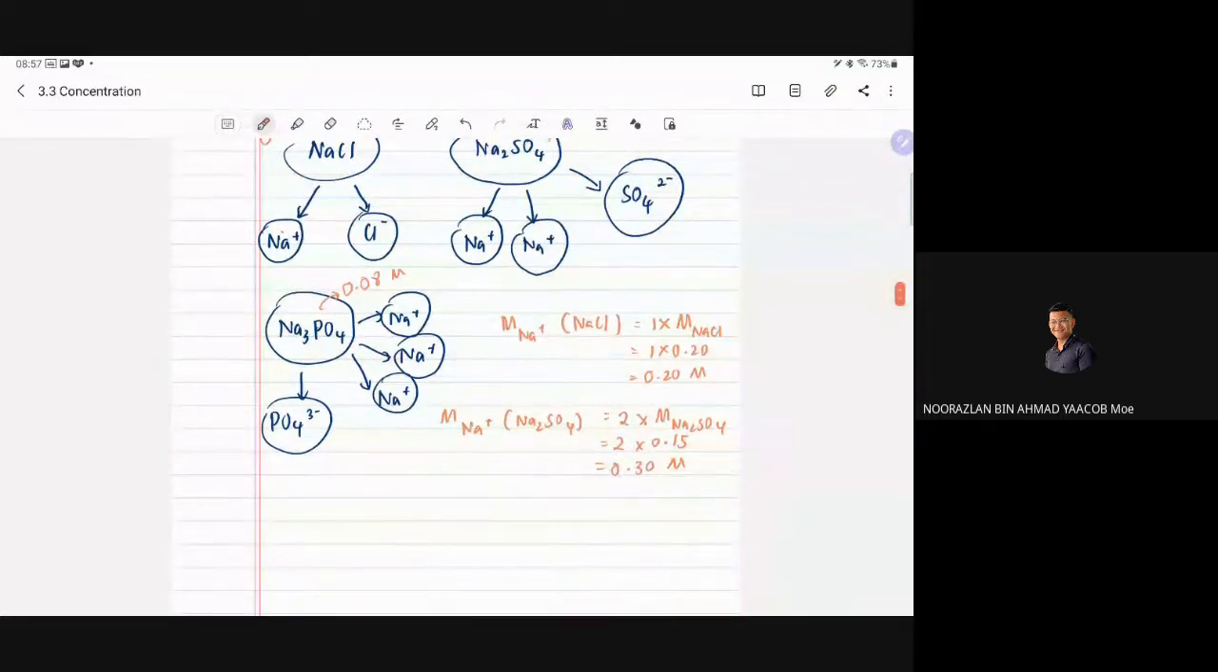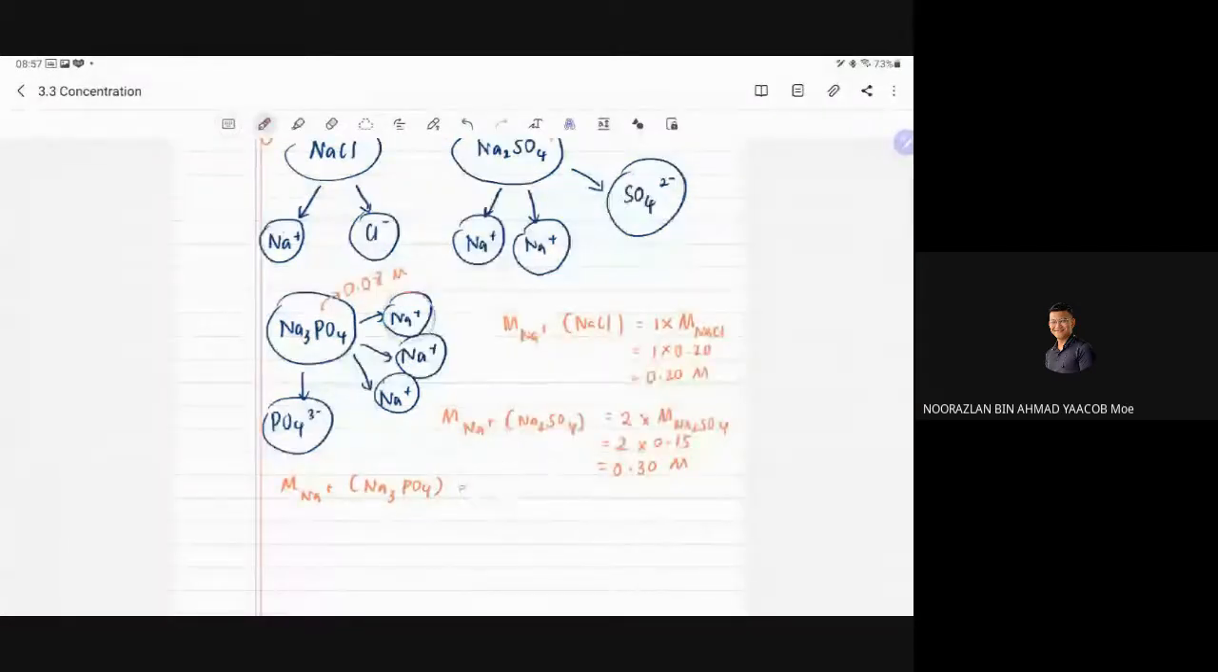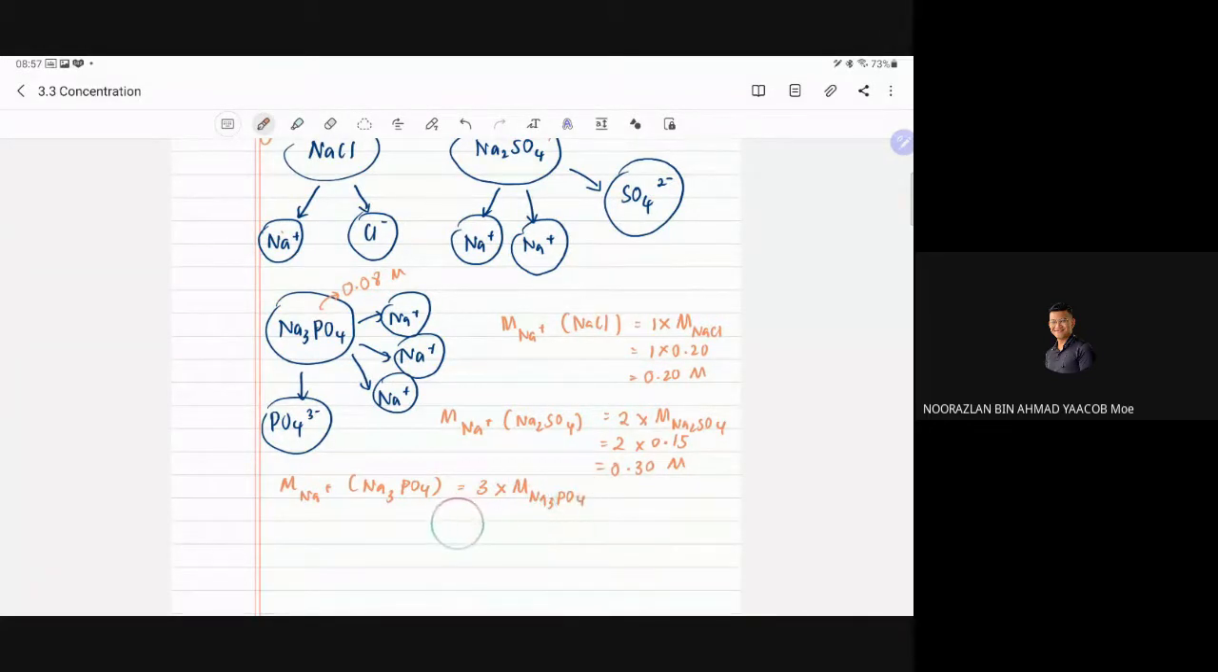Whereas the last one, molarity of Na plus dalam Na3PO4. Sama dengan ada 3. Okay, so it has 3 sodium ion. So 3 darab molarity of Na3PO4. So kita akan dapat 3 kali 0.08 akan sama dengan 0.24 molar.